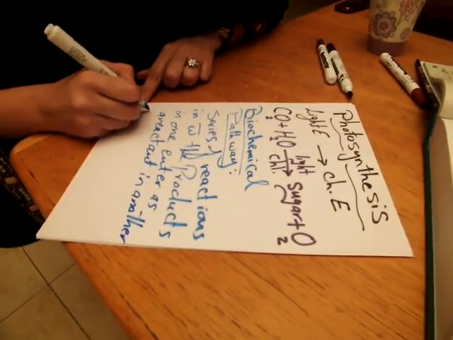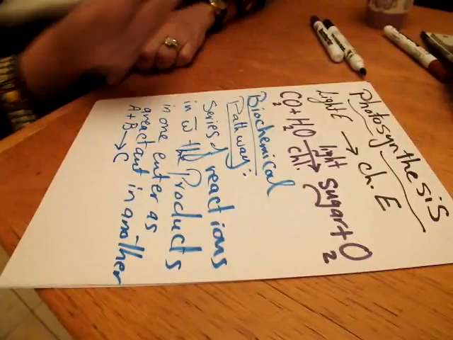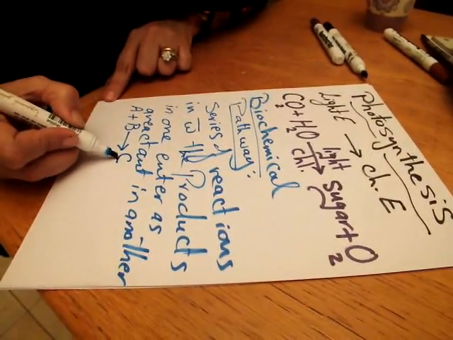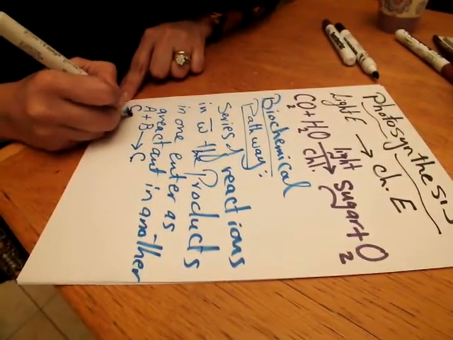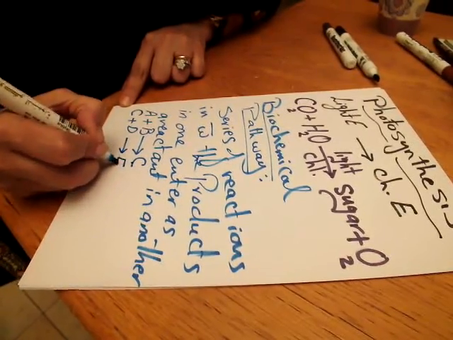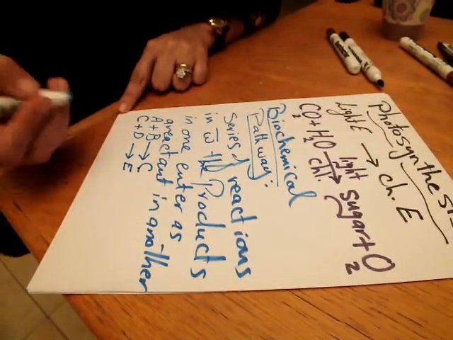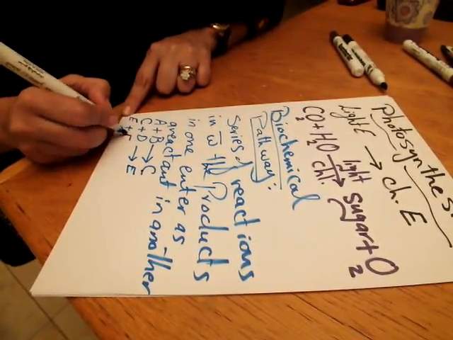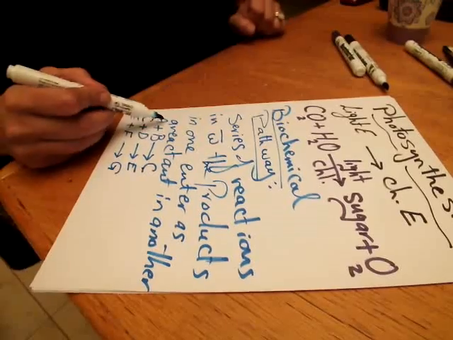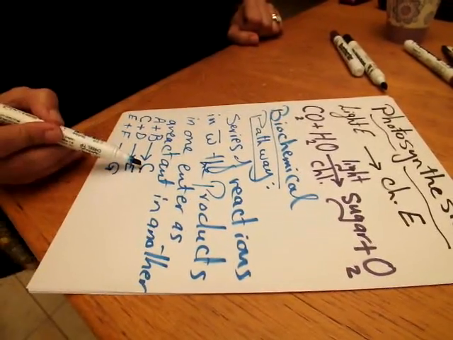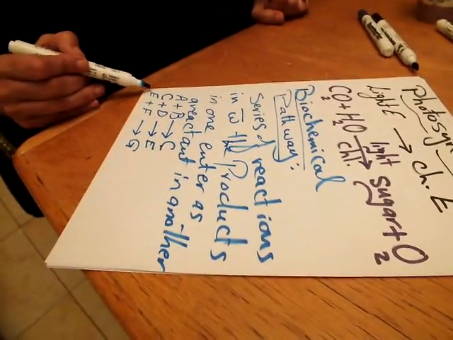For example, if A plus B gives C, and then we take the product of this reaction, which is C, and it enters as a reactant in another reaction. C plus D gives E. And then the product of this reaction enters as a reactant in the next. So E, for example, plus F gives G, and so on. This is called biochemical pathway. It is a series of reactions in which the product in one enters as a reactant in another. The product in the second enters as a reactant in the third, and so on.